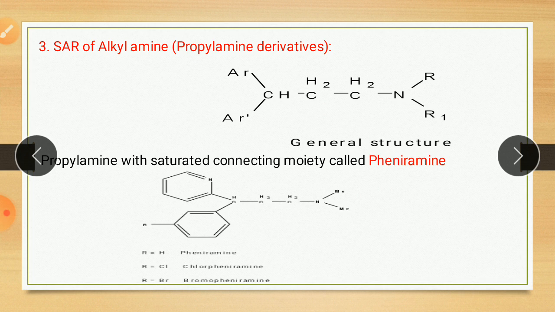These compounds differ only in the phenyl substituent. When it is hydrogen on the aromatic ring, then it is called pheniramine. Then chlorpheniramine. So here, when the connecting carbon is saturated, it is called pheniramine. So there are 3 compounds: pheniramine, chlorpheniramine and brompheniramine. The difference is only the para position substituent. When the para substituent is H, then it is pheniramine. When the para substituent is chloro, then it is chlorpheniramine. When it is bromo, that is brompheniramine.